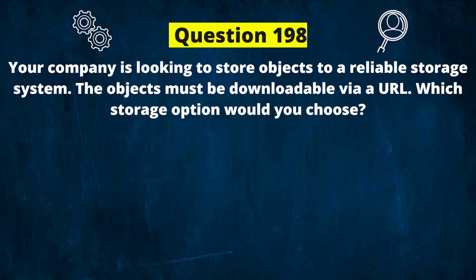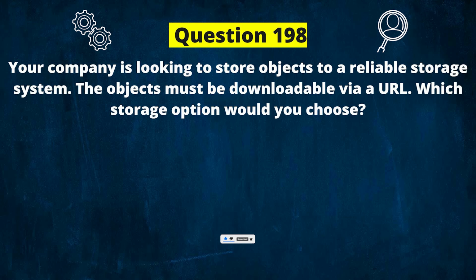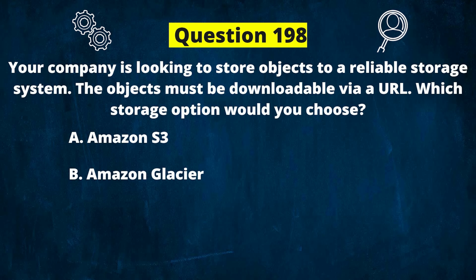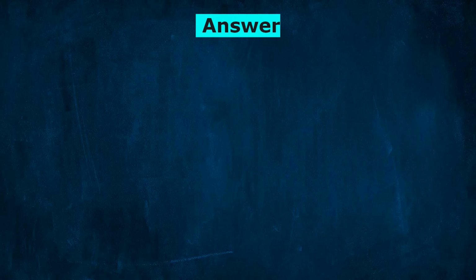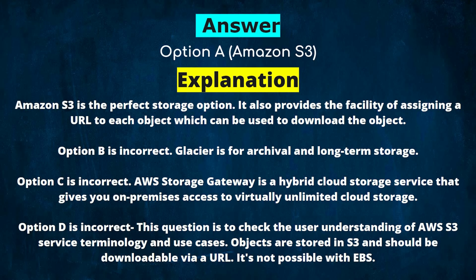Next question. Your company is looking to store objects to a reliable storage system. The objects must be downloadable via a URL. Which storage option would you choose? And the options are A. Amazon S3, B. Amazon Glacier, C. Amazon Storage Gateway, D. Amazon EBS. And the correct answer is option A. Amazon S3. Explanation. Amazon S3 is the perfect storage option.